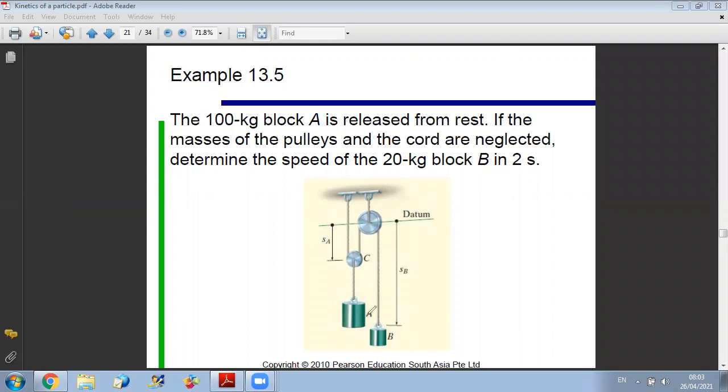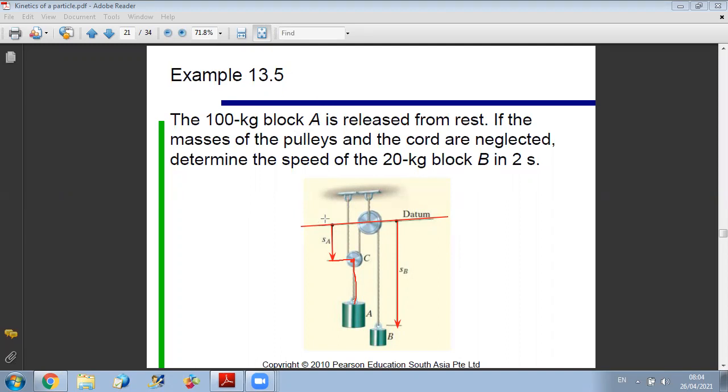So first, we have block A is attached to the center of pulley C. Therefore, they will move together. This is why we need one coordinate for A, which can be just until the center of pulley C. So I have first SA. And the second moving object is B, so I need a coordinate for B, which is SB. And always I select a reference line passing by a fixed point. So I can take this one because the center of the pulley is attached to the ceiling, so this is a fixed line.